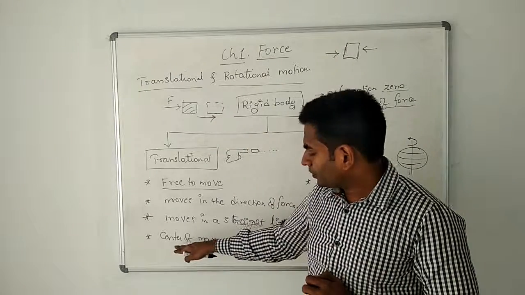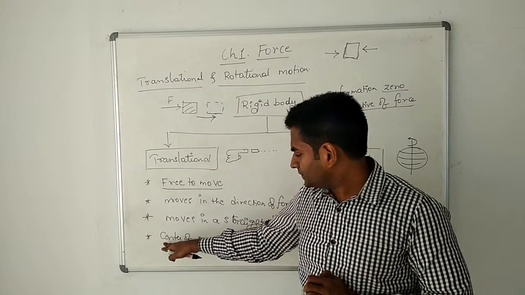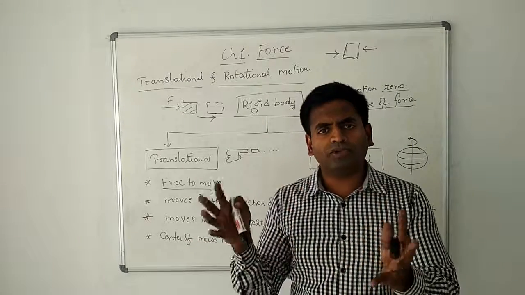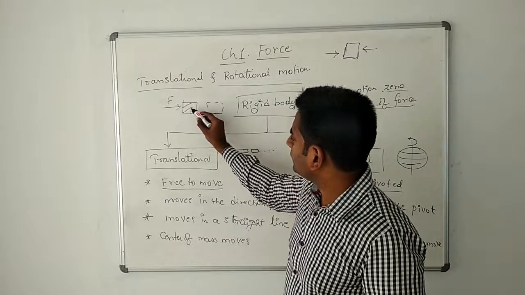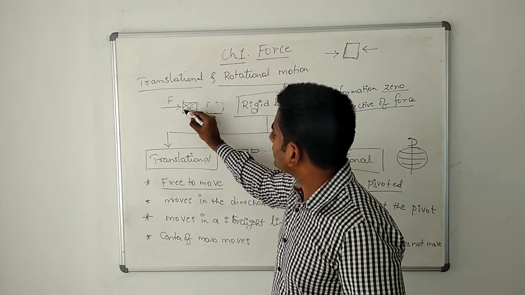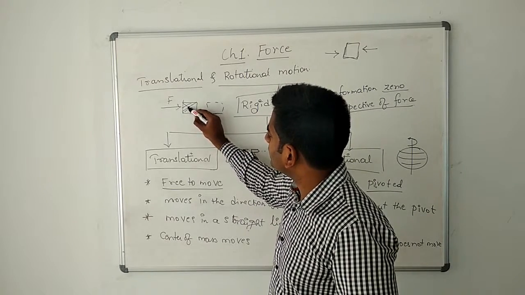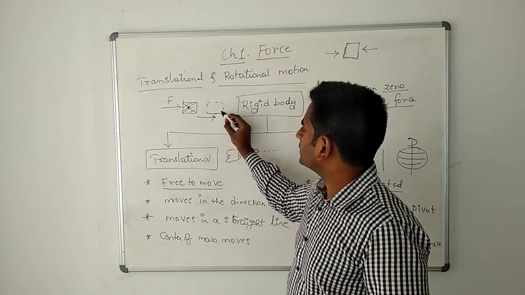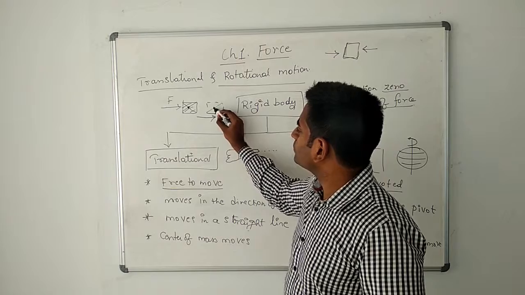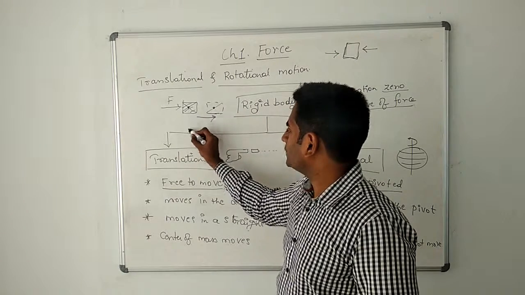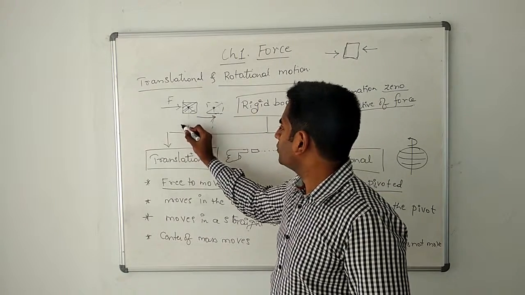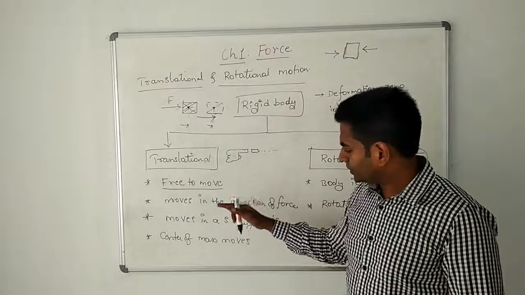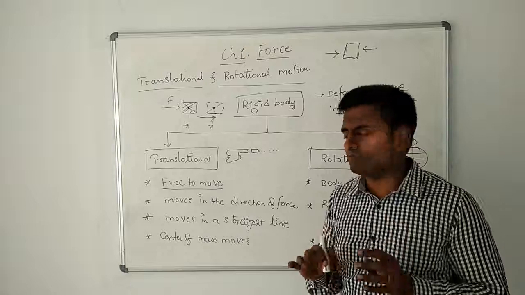The most important point that needs to be realized here is that the center of mass of the body moves from one position to another position. For example, if we take this body, the center of mass of this body would probably be somewhere here. Then upon application of the force, the center of mass of the body has moved to this position. So in a translational motion, the center of mass of the body moves.